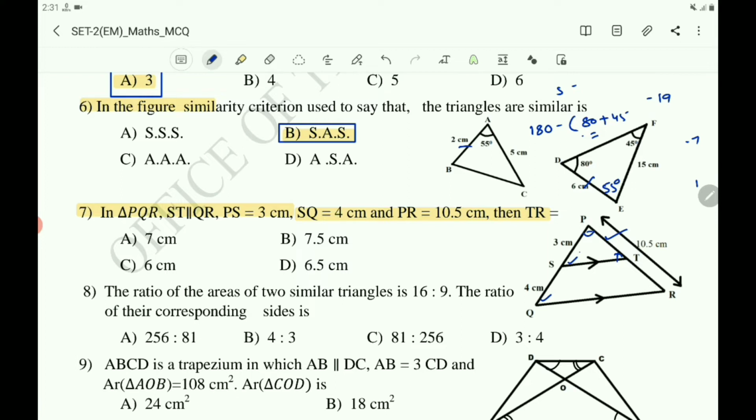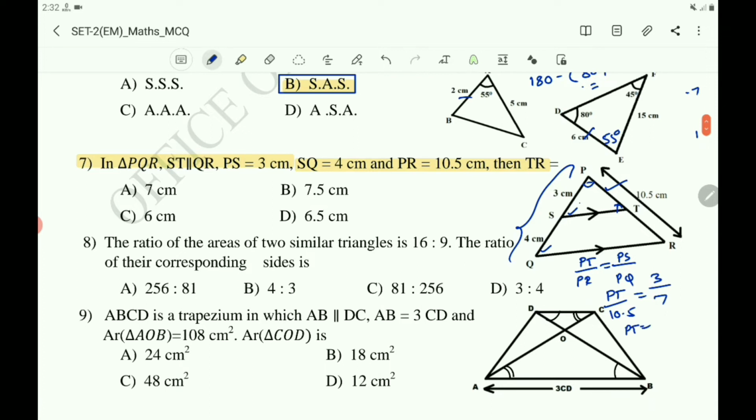So use the property of similar triangles. If two triangles are similar, then their sides are in the same proportion. You take PT by PR equals PS by PQ. PT by PR is 10.5, equals PS is 3, PQ is the sum of these two, that is 7. Then you will get PT equals 3 by 7 into 10.5. Then you know that 7 ones are 7, 7 fives are 35, so 1.5 into 3 is 4.5.